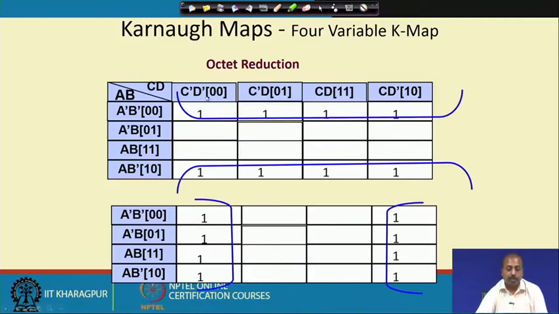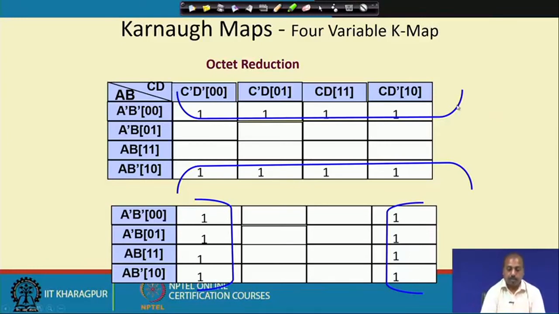Now, for another possibility of octet reduction, as I was telling, the maps are considered to be folded maps. So, you can take this row adjacent to this row, because between these two rows only one bit is changing. Only the variable a is changing its polarity from a bar to a. Similarly, between the columns also, the first column and last column are close to each other, they are adjacent to each other. So, you can fold your table that way also. So, you can create this type of octet.